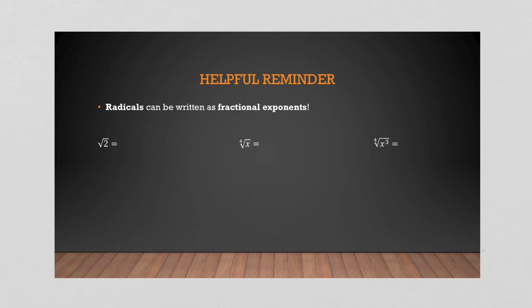Remember that radicals can be written as fractional exponents. So root 2 is the same as saying 2 to the 1/2. The fourth root of x is x to the 1/4. Remember your flower power, because here we get x to the power, where the root is 4 and the flower is 3, which is our power. That's going to come in handy when we start simplifying these things.